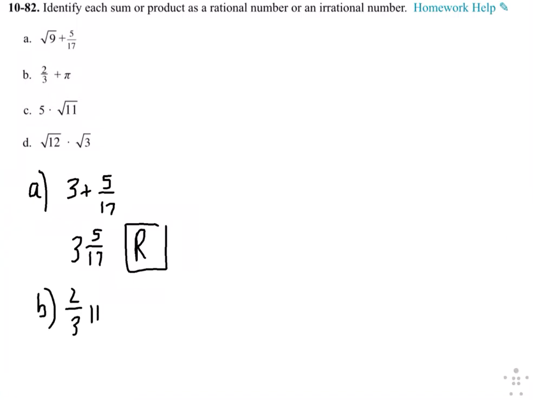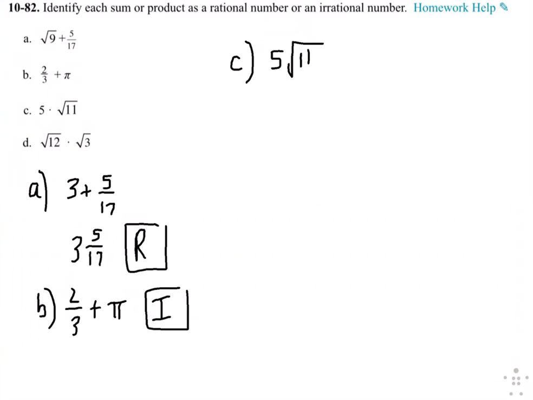B, 2/3 plus pi. Pi is an irrational number. It cannot be represented as a fraction. It does not terminate. It does not repeat. Irrational, right? C, 5 times root 11, that's 5 root 11.